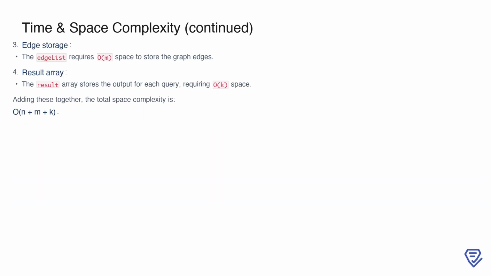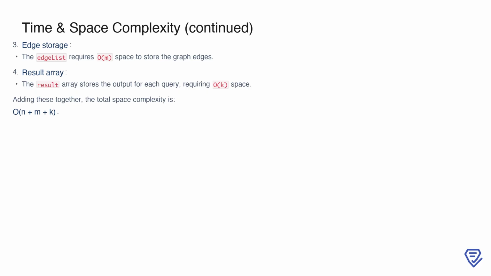Next, we consider the space used for storing the graph edges. The edge list requires O(m) space, where m represents the number of edges in the graph. Additionally, the result array, which stores the output for each query, requires O(k) space, as it contains one entry for each query. When we sum up these components, the total space complexity comes out to be O(n + m + k), which accounts for the space used by the union find structure, the query storage, the edge storage, and the result array.